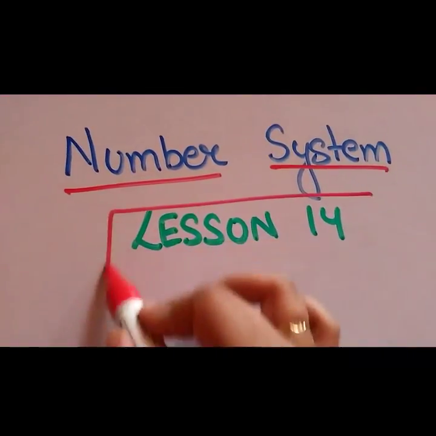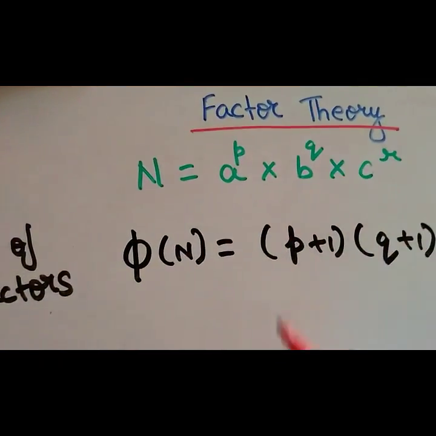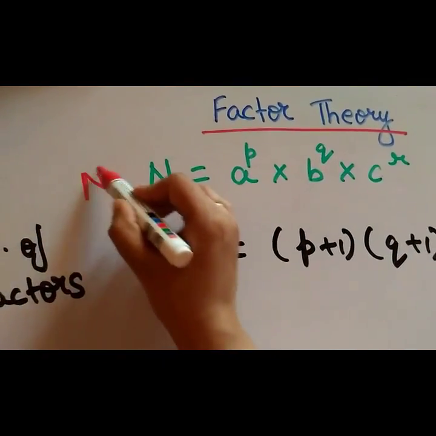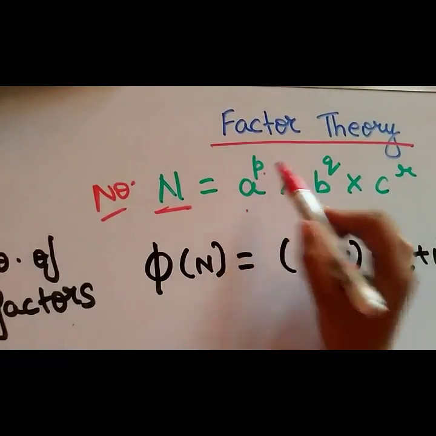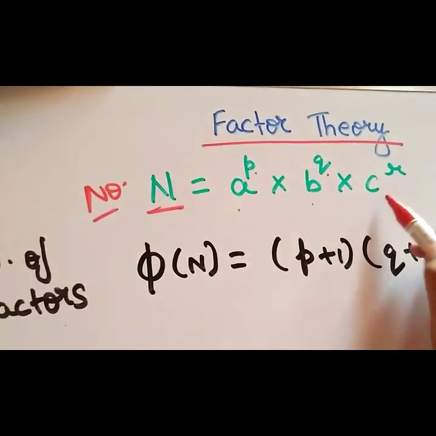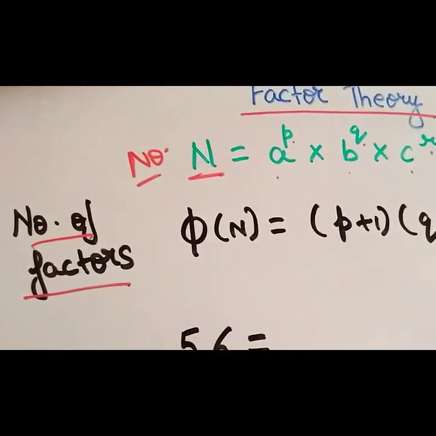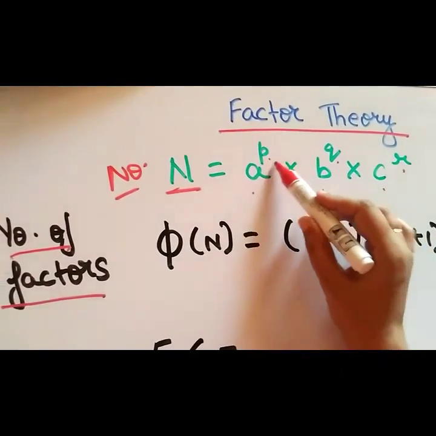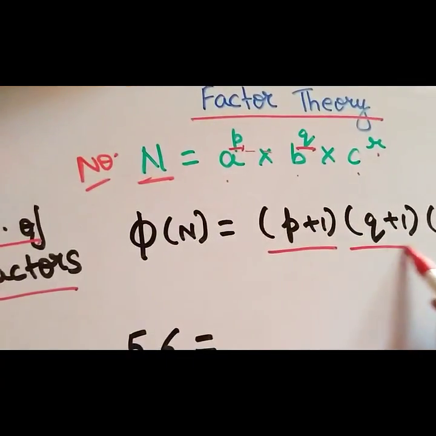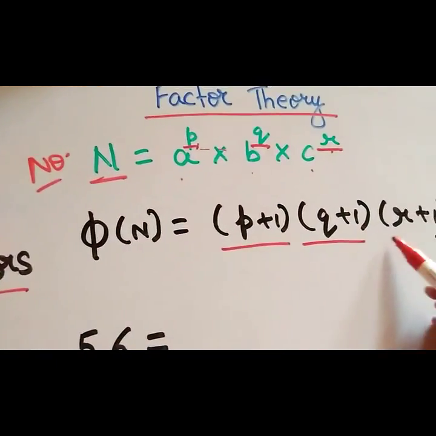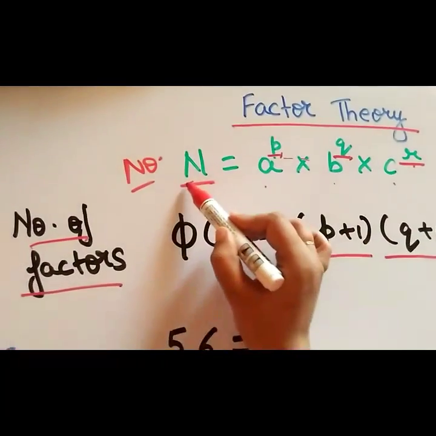Number System Lesson 14. Factor Theory. Suppose a number n can be written as a raised to the power p into b raised to the power q into c raised to the power r. Then its number of factors will be what? (p plus 1) into (q plus 1) into (r plus 1). This is the total number of factors of number n.